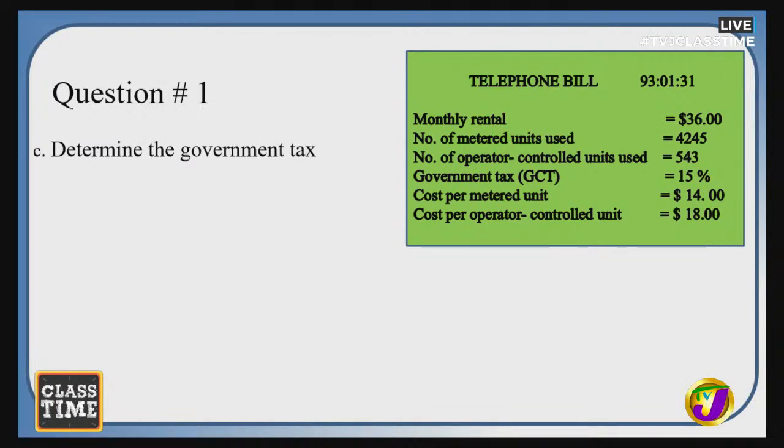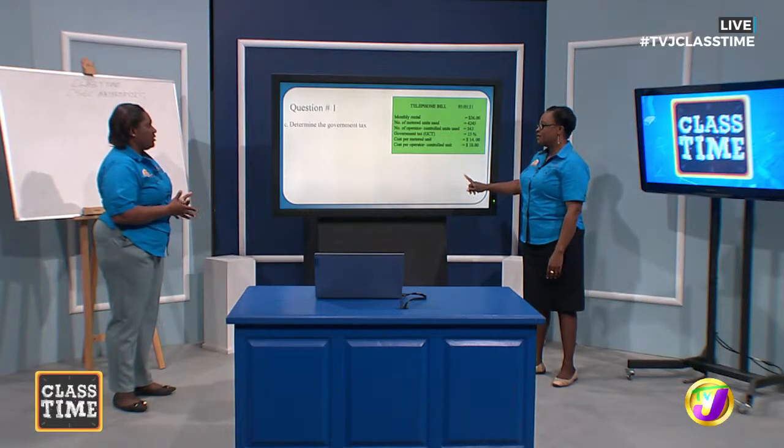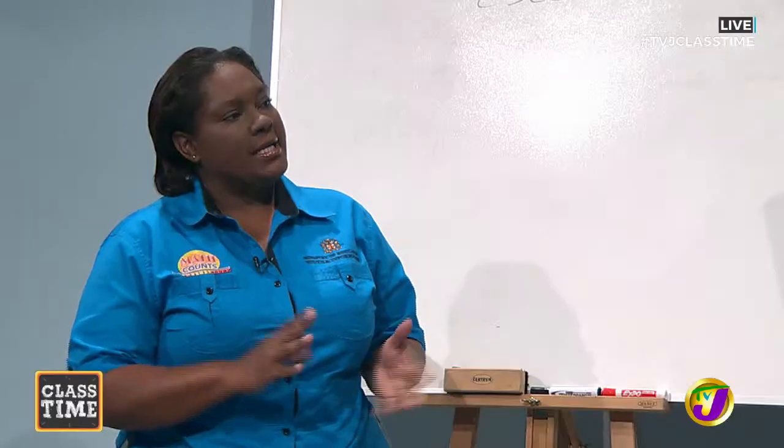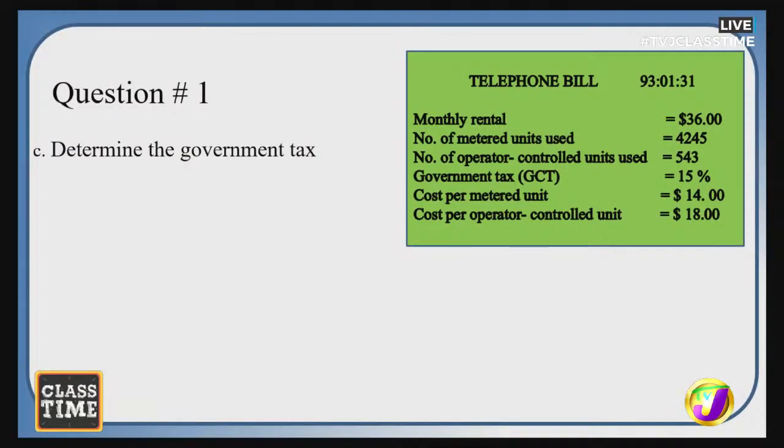I was going to ask you, 15% of what? 15% of the total cost that we would have accumulated already. Yes. So it includes the monthly rental, which is $36, the total cost for the metered units used, as well as the total cost for the operator controlled units used. So we're going to find a sum, and then we find 15% of the total. Okay. And here is just putting in words for us what we have.